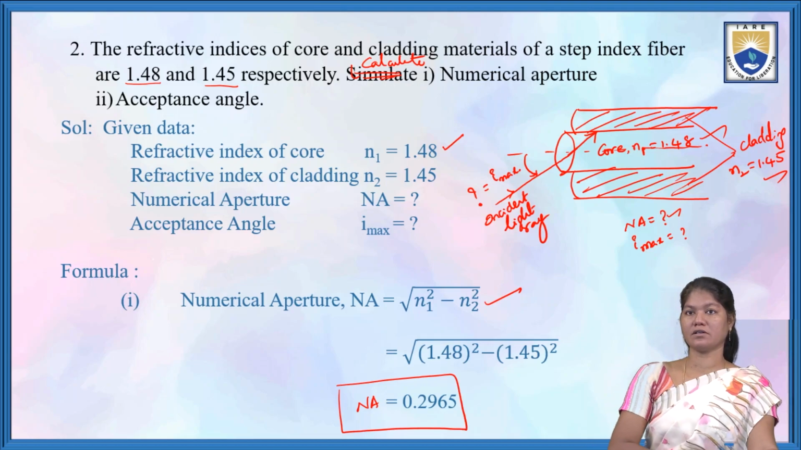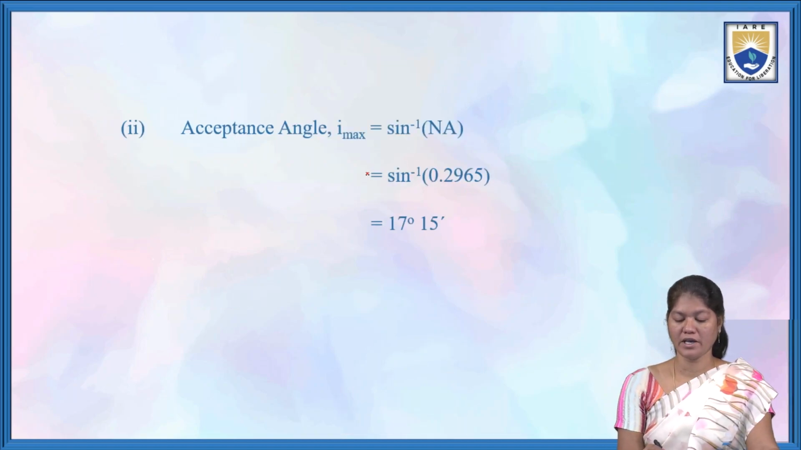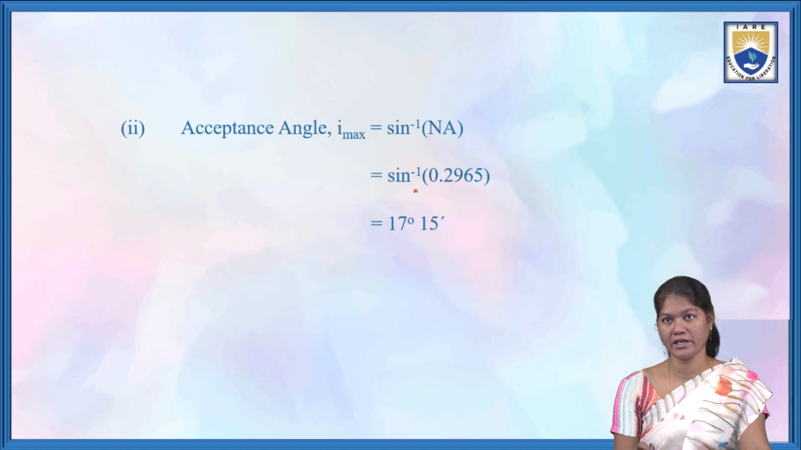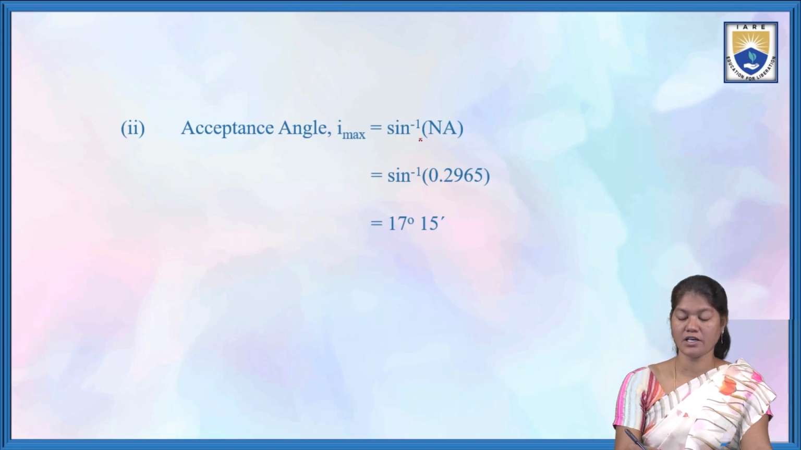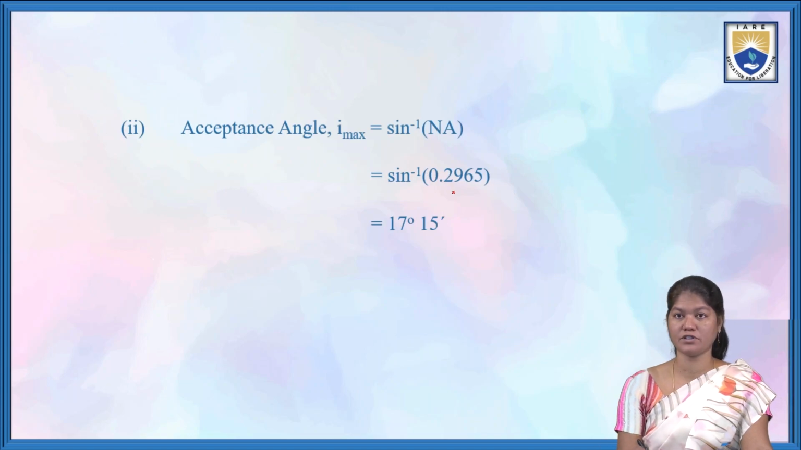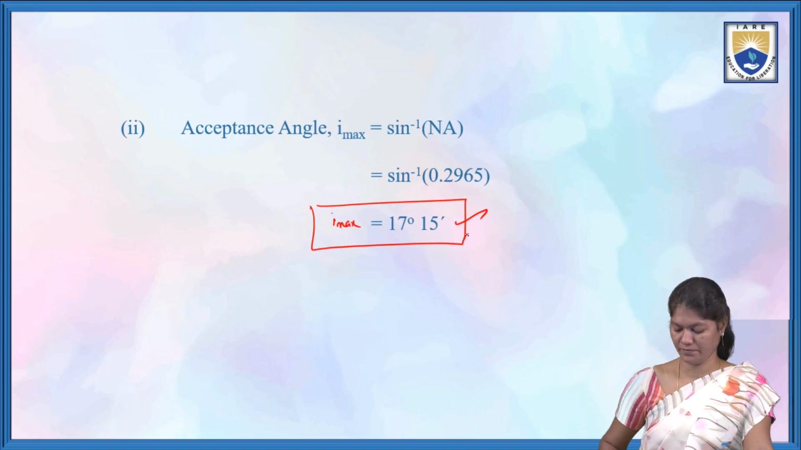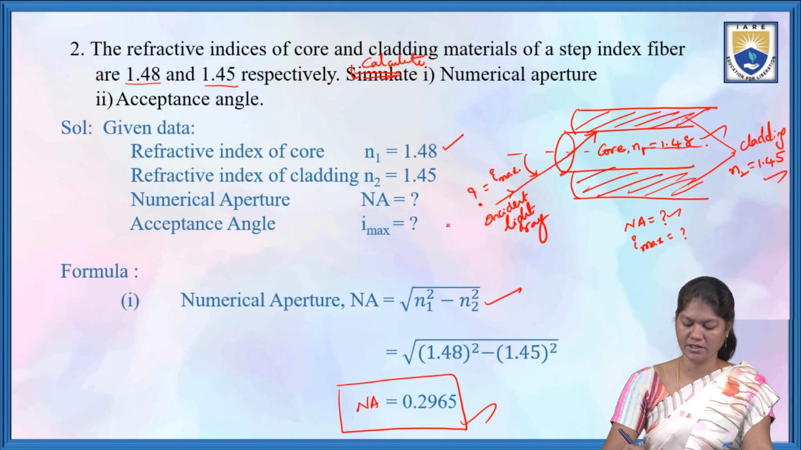Coming to the calculation of acceptance angle, i maximum. So i maximum is equal to sine inverse of NA. As we calculated, the numerical aperture NA is 0.2965. Let's substitute here: sine inverse of 0.2965. So we got the value 17 degrees 15 minutes. So this is the acceptance angle, that is, this angle is 17 degrees 15 minutes.